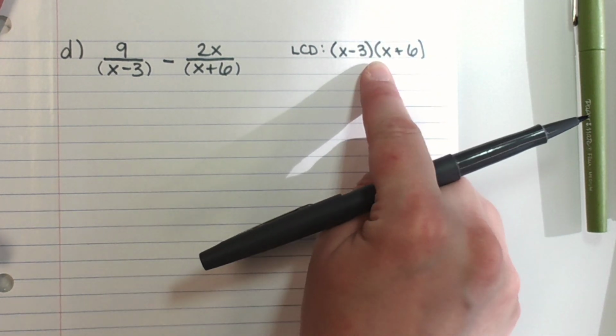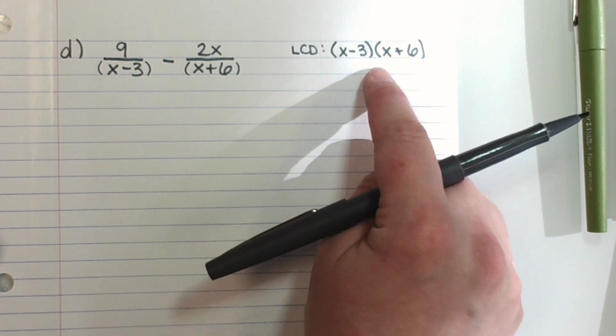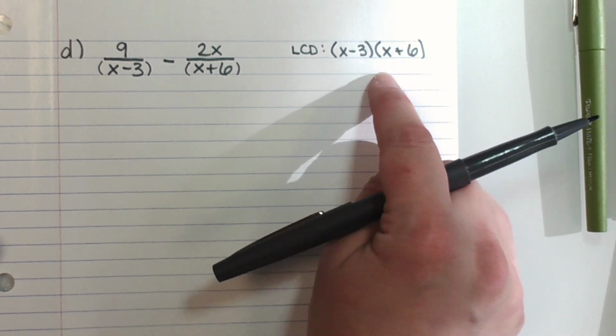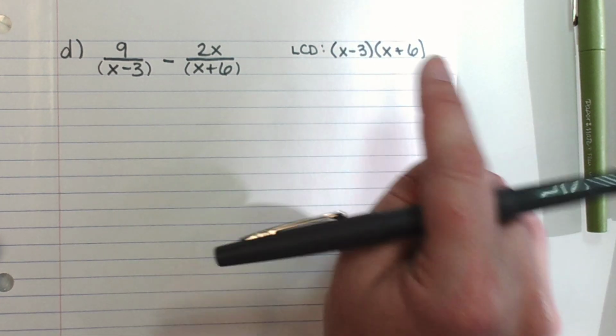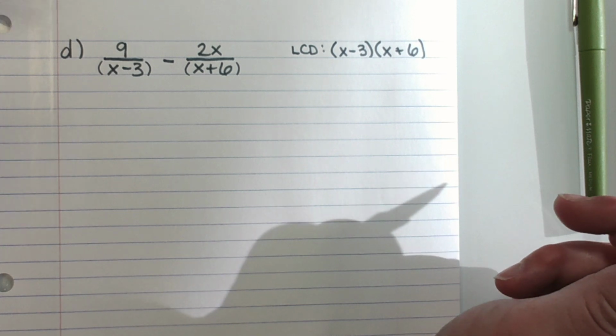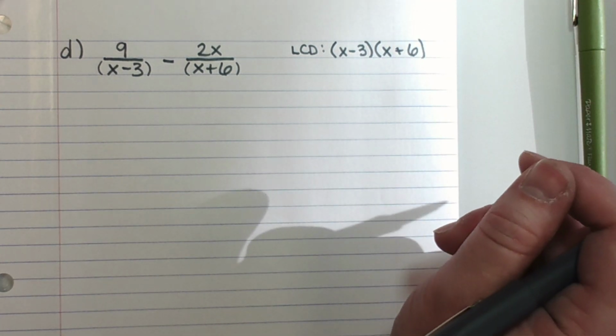Do I want to multiply them out, or do I leave them in their parentheses? Leave them in their parentheses. Leave it factored for the LCD. Monomials multiply. Binomials do not. Same with trinomials. You don't want to multiply them either, but we're not really going to get trinomials very often, if ever.